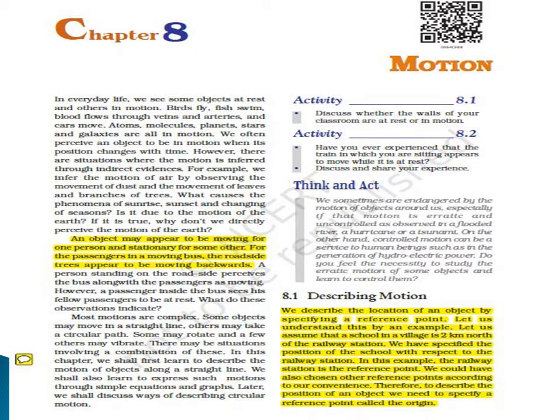For example, when we are in the bus, we see that the roadside trees appear to be moving backwards. But when we are on the road, then the roadside trees are stationary. So why does this happen? There is an important concept to be understood, which is known as the reference point. When we are in the moving bus, then the bus is considered to be the reference point to observe the trees. But when we are on the road, then the road will be considered as the reference point. So depending upon the reference point, the motion or the position of an object changes.